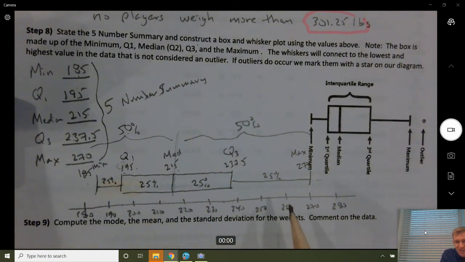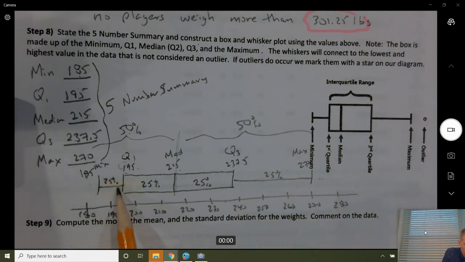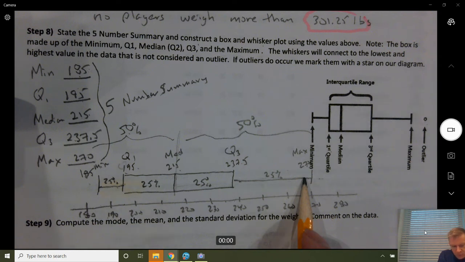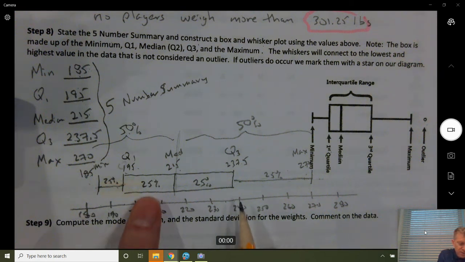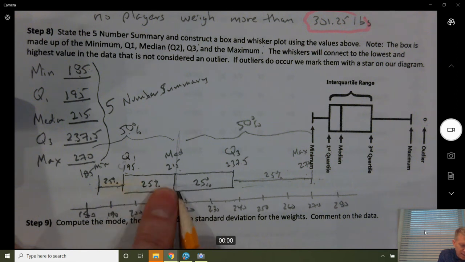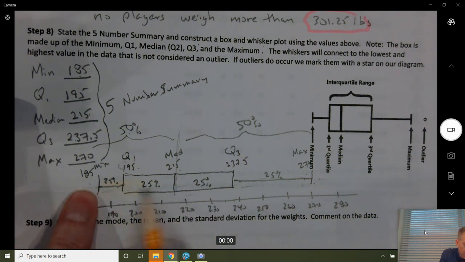So this is key, because this whisker is a lot longer than this whisker. But that doesn't mean there's more values here. It just means they're more spread out. There's 25% of our values. So with 17 players, that's roughly 4 players' weights spread out between 237.5 and 270. And over here, there's 4 players between 185 and 195. If you look at the side that has the bigger whisker and the bigger side of the box, this is showing a little bit of skewness to the right. And this is bunched up more over here.